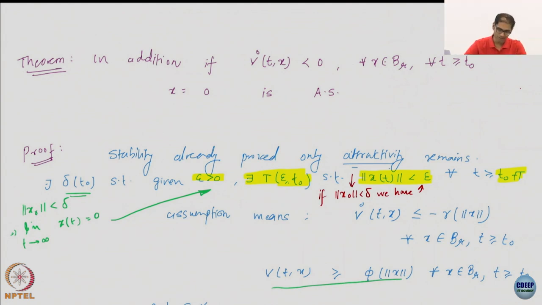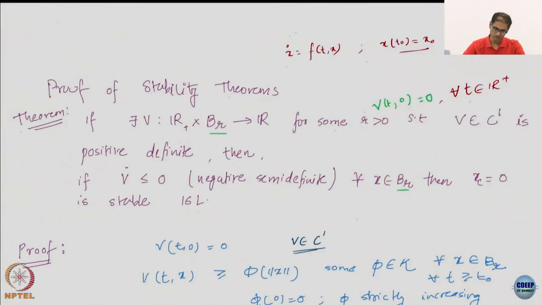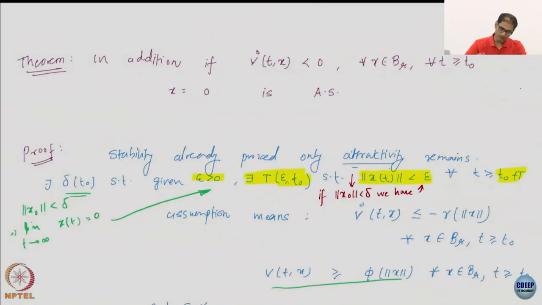So what does the theorem say? I have not written the entire statement, just what is in addition. You have V which is positive definite in some domain and for all time, and it is C1. Further, it is negative semi-definite for all x in BR, then the equilibrium is stable. In addition, if V dot is not just semi-definite but negative definite in that same domain for all time greater than initial time, then you have asymptotic stability.